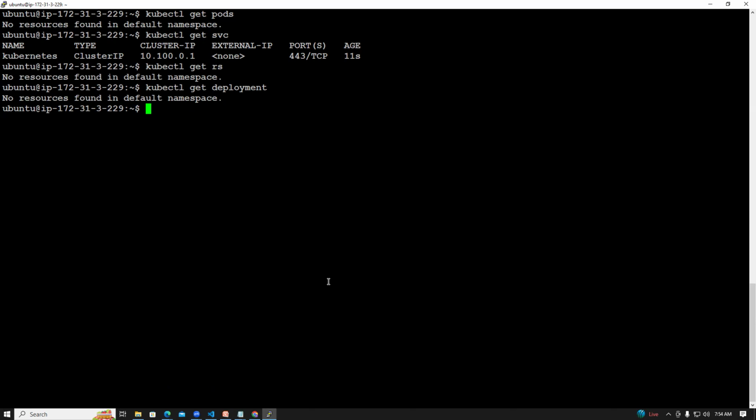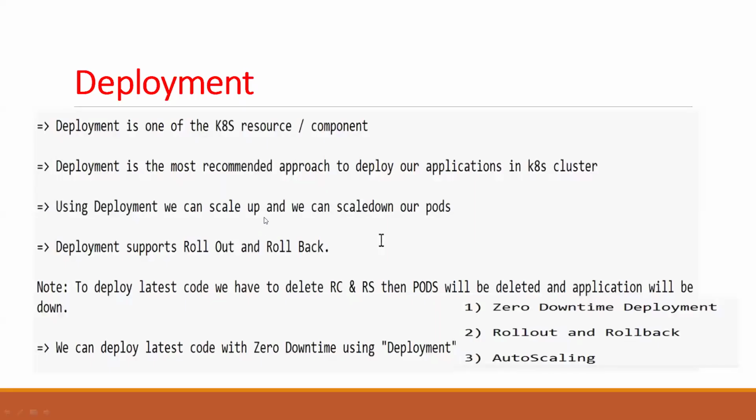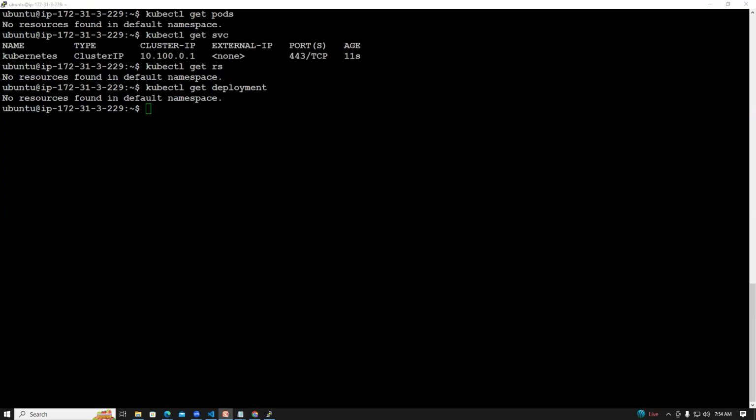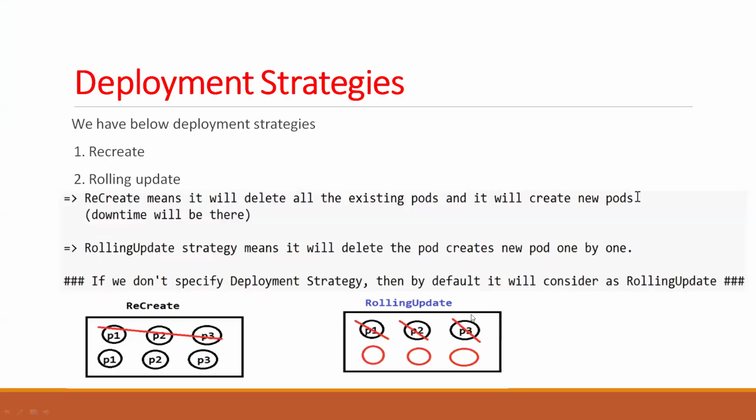This is the strategy of the deployment. The deployment strategy is of two types: recreate and rolling update. Guys, understood? Recreate means it will delete everything at a time and then update, and for rolling update we can update one by one. Guys, understood? Yeah, these are the deployment strategies.